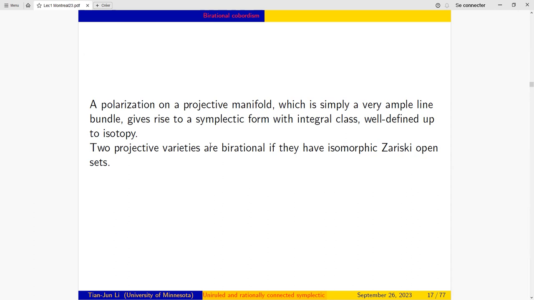So why does this give you a Kähler form? For a family with Kähler forms, isotopic Kähler forms, this Kähler form can also be constructed by embedding this very ample line bundle into a projective space, and you can restrict the Fubini-Study form to the image. So this kind of form is well defined up to isotopy. So you have a well defined symplectic manifold.